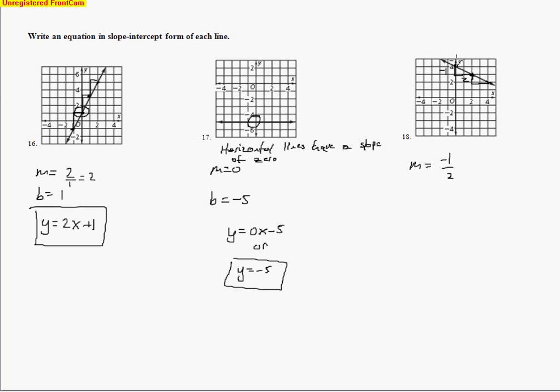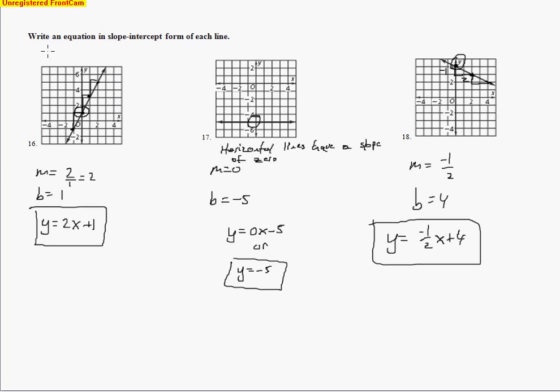And where does it cross the y-axis? Up here at positive 4. So my answer is y equals negative 1/2 x plus 4. So that's a big concept to look for, especially when you're graphing or trying to write the equation of a line that's given to us.